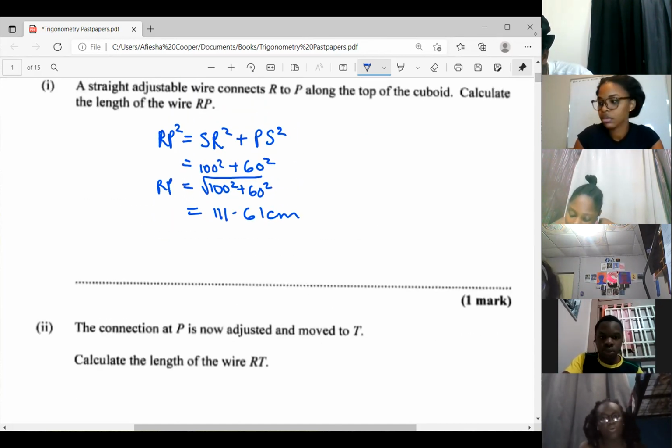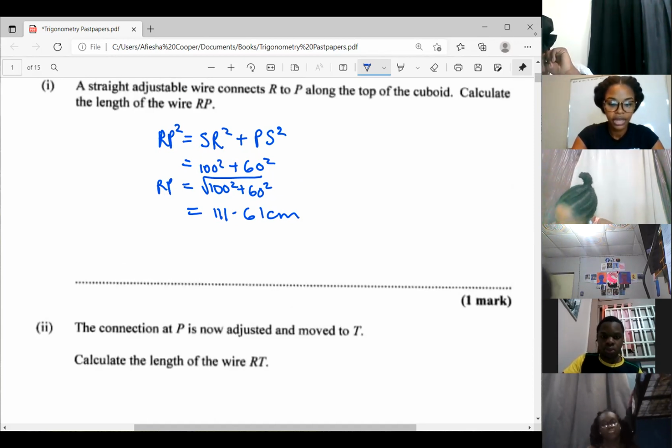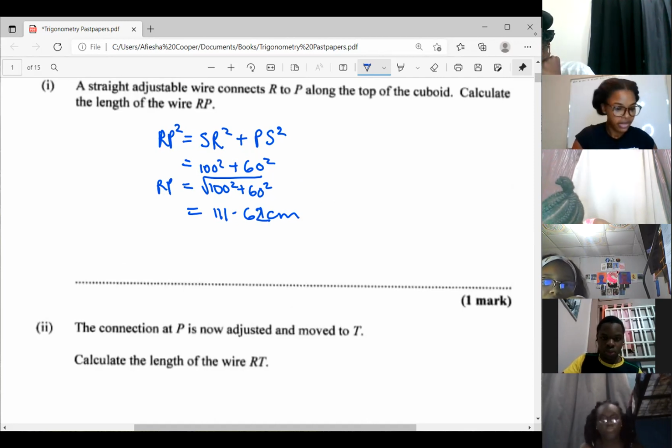Miss, I got, isn't it 116.3? So the root of 100 squared plus 60 squared, 116.2. Correct. Nice. Rounding properly.